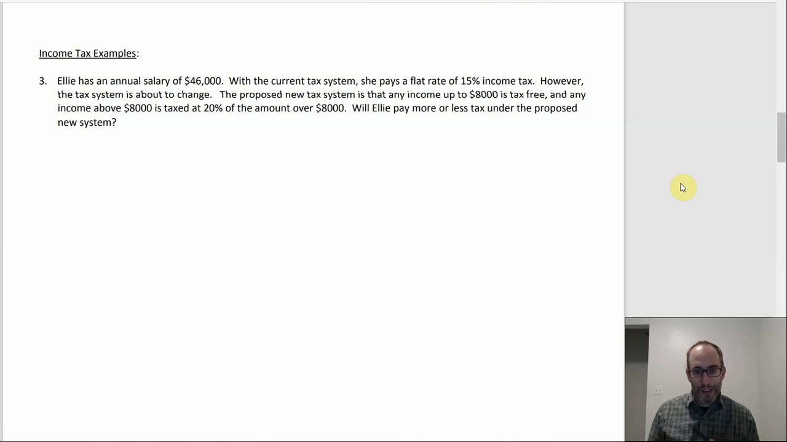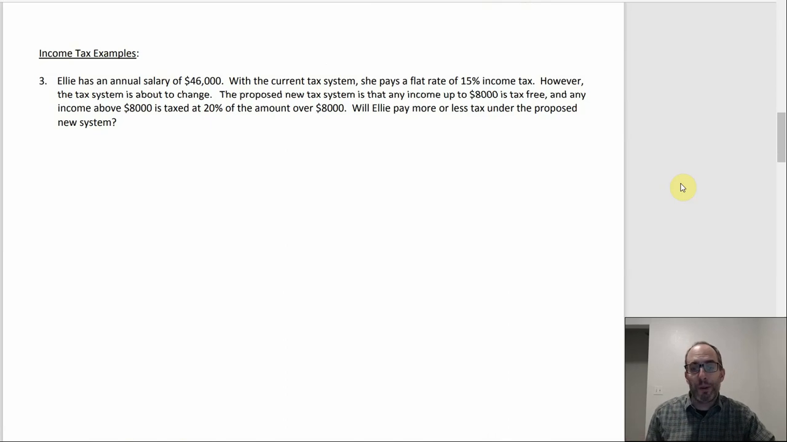However, the tax system is about to change, and the new tax system is that any income up to $8,000 is tax-free. Anything beyond that is taxed at 20%. So whatever the amount is above $8,000, that's going to be taxed at 20%. So with the new tax system, or the proposed new tax system, is Ellie going to pay more or less? That's what we got to figure out.